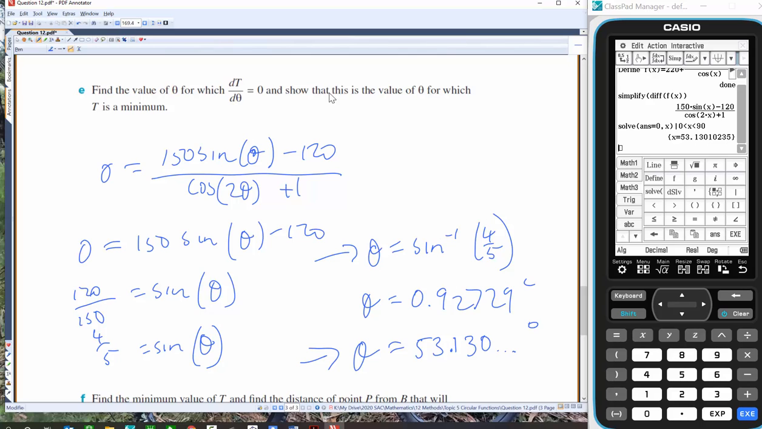Now show that this is the value of θ for which T is a minimum. Look, the only way I really know how to show that that's a minimum is to generate a gradient table. So let's do that. So what I've got is different measurements for θ. We're going to jam them in dT/dθ, and we're going to look at what the shape is. So let's put together our gradient table here to show it.